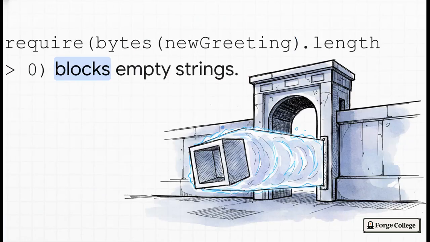First, for our updateGreeting function, we need to validate the input. Notice the syntax we use here. We check if the bytes length of newGreeting is greater than 0. Solidity doesn't actually let you compare a string to an empty string cheaply, so we convert it to bytes first. This efficiently blocks any costly empty string submissions right at the door, before we waste any gas trying to update the state.